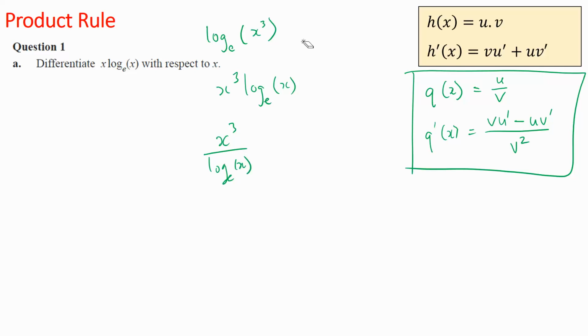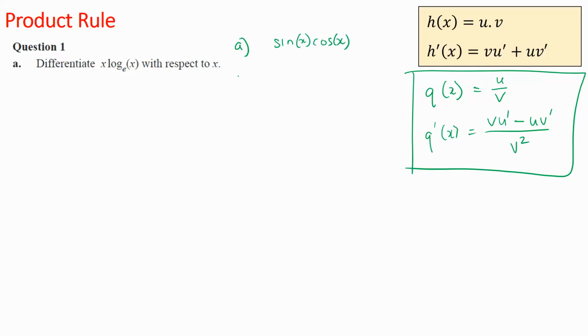Okay, so let's give you a couple of examples and I want you to tell me which one is chain rule, quotient, and product. So let's have a go with these ones. A. Let's do sine of x, cos of x. What kind of rule is this one? Product, because you've got sine of x times, when you write it next to another function, it's times. So this is product rule.